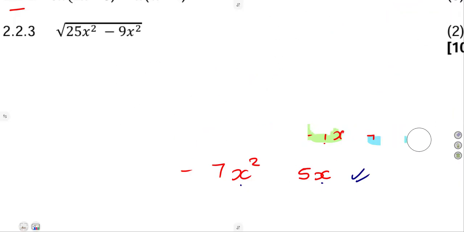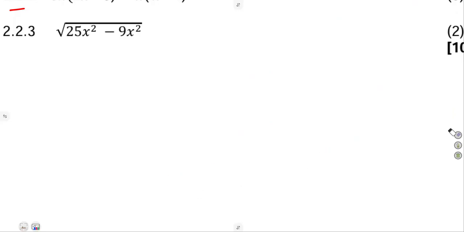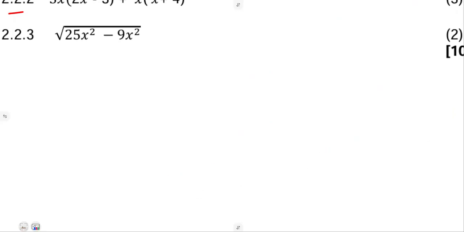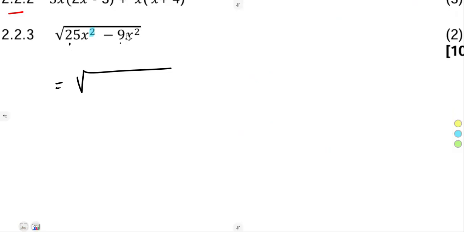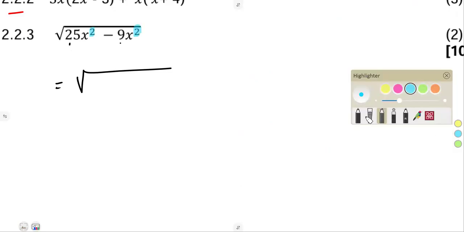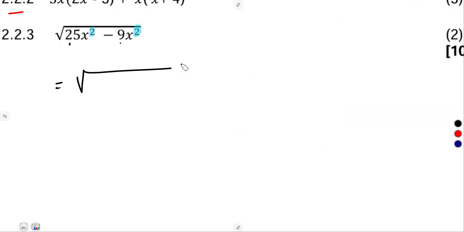On 2.23, another question to simplify for 2 marks. It was the square root of 25 minus 9x squared. Take note, there is a negative there. So simplify this to a single term. 25 minus 9, since they are like terms, raised to the exponent of 2 both. There we are collecting like terms. We are simplifying like terms, 25 minus 9, which is 16x squared. We have a single term.